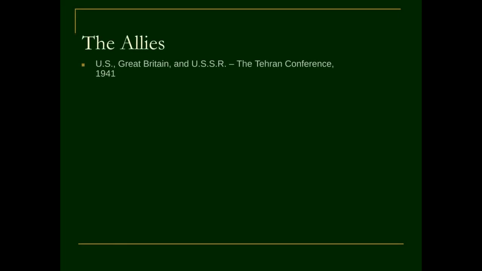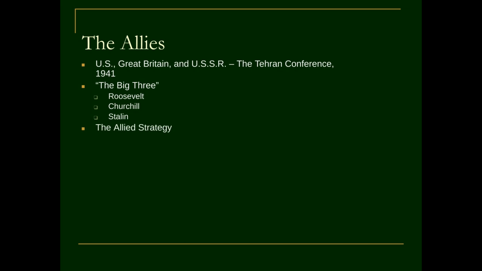So the US, Great Britain, and the Soviet Union are going to form an alliance. They're going to meet for the first time at the Tehran Conference, which is actually in Iran. They're going to be known as the Big Three: Roosevelt, Churchill, and Stalin. Those are the Big Three. Make sure you know those.